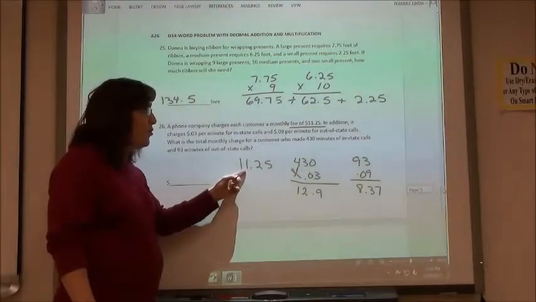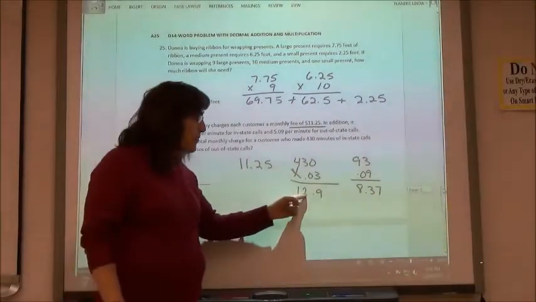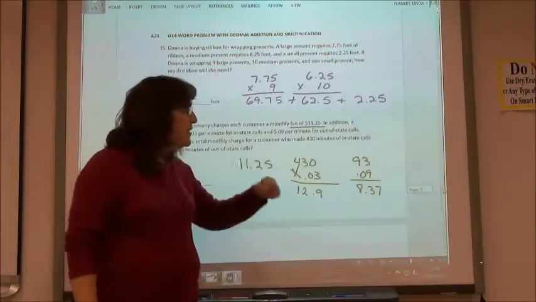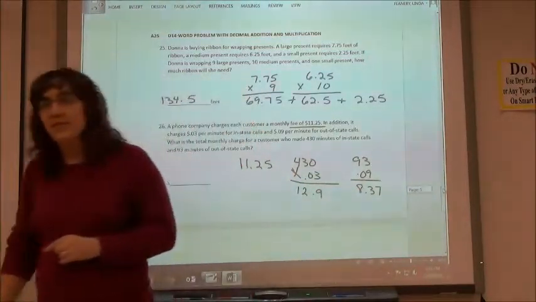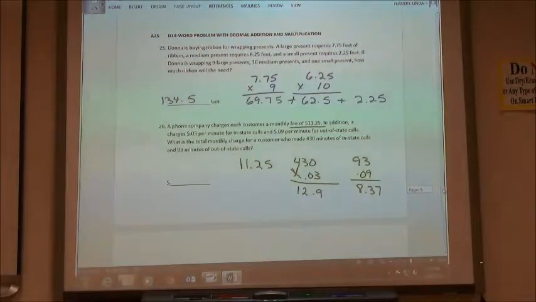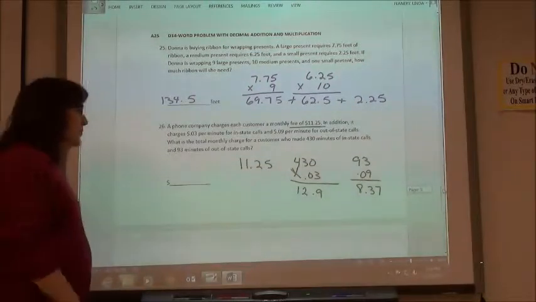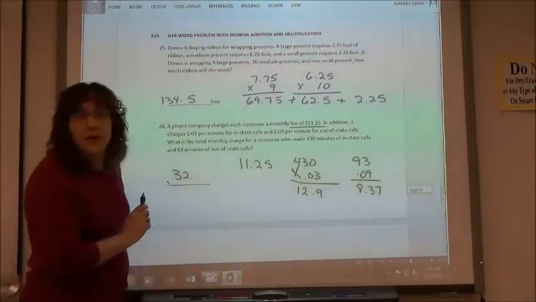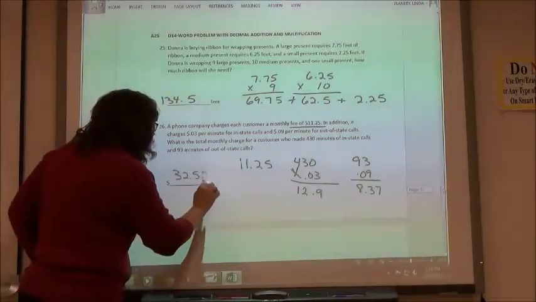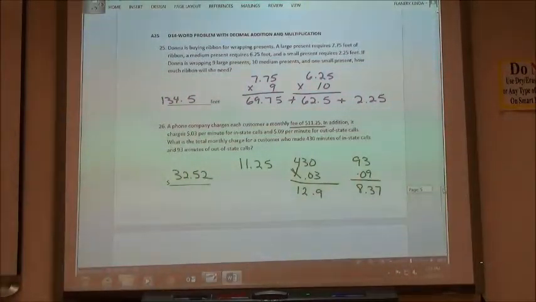So now I want to figure out what my total monthly charge is. So I'm going to take the $11.25 monthly fee plus my $12.90 that I had to do for in-state calls plus my $8.37 that I made on out-of-state calls. So if I add all those together, $32 and how many cents? 52. Everybody getting that? Yep. Good.